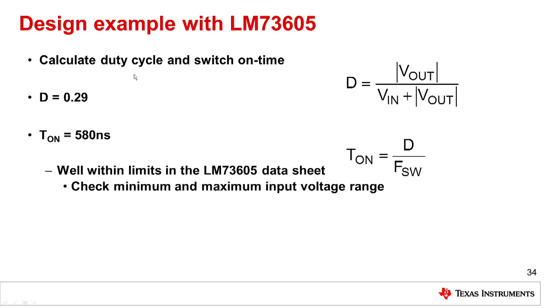Let's also calculate the duty cycle and the on time required for this application. We use these two equations to do that. In this case, the duty cycle is 0.29, and the on time is 580 nanoseconds. If you take a look at the datasheet for the LM73605, we see that these are well within the limits of that particular device. Furthermore, this should be checked both at the minimum and maximum of your input voltage range.